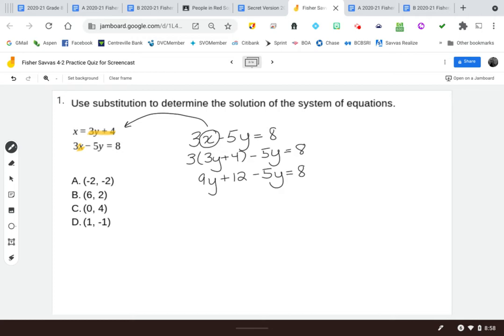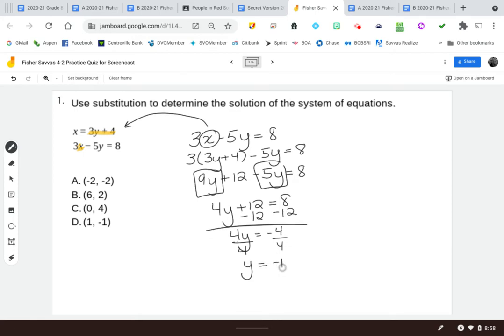From here, I'm going to combine my like terms. So I have 9y minus 5y, which is 4y, plus 12 is equal to 8. I'm going to subtract 12 from both sides, and I end up with 4y is equal to negative 4. And the last step is to divide both sides by 4, and I get y is equal to negative 1.